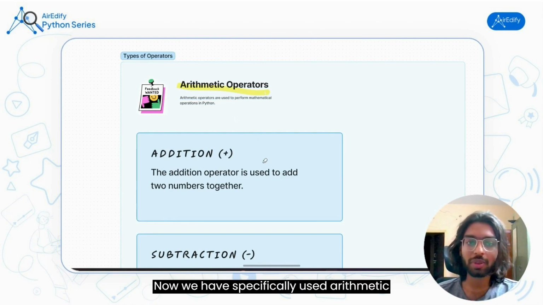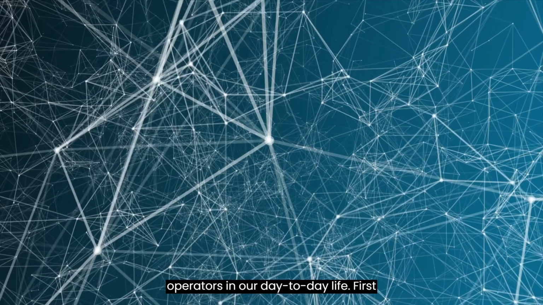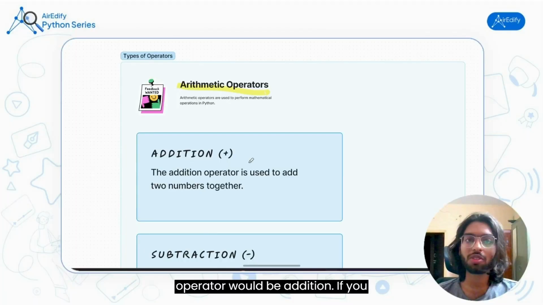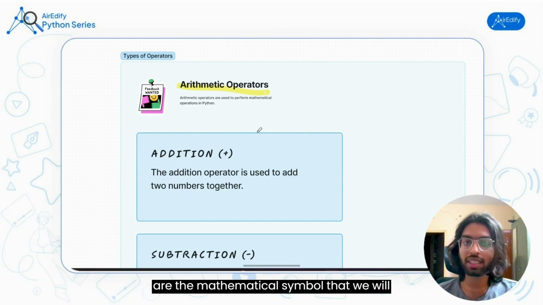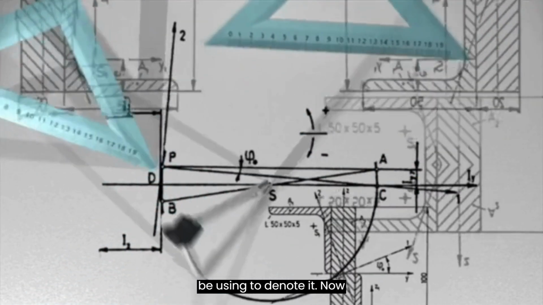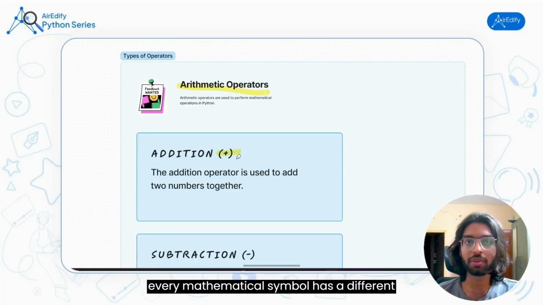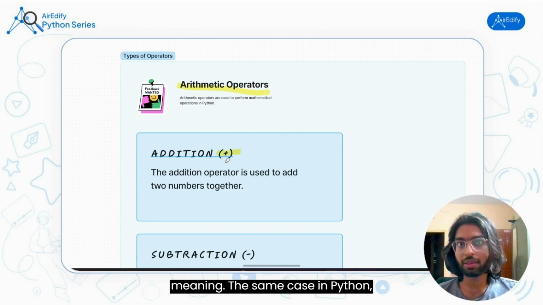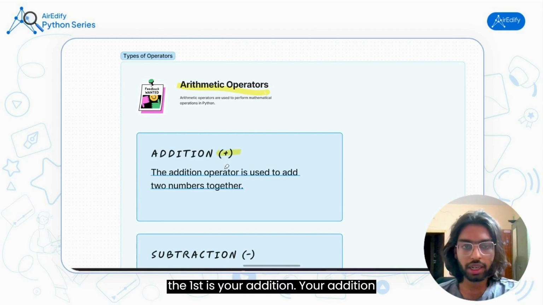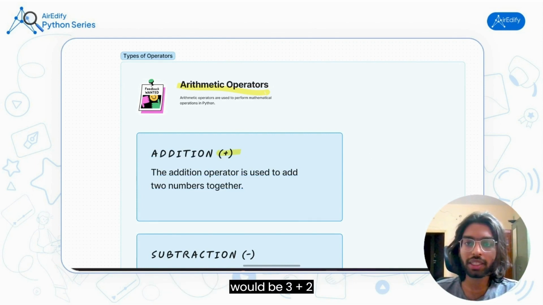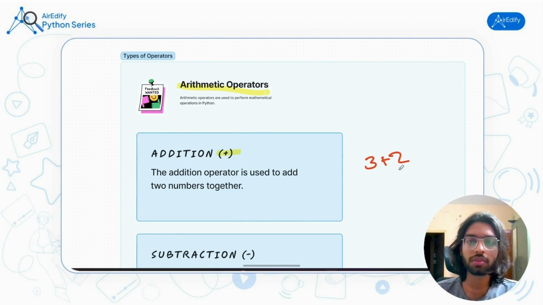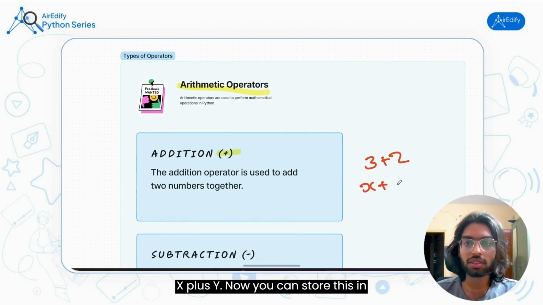Now, we have specifically used arithmetic operators in our day-to-day life. First operator would be addition. Operators are the mathematical symbols that we will be using to denote it. Every mathematical symbol has a different meaning, and it's the same case in Python. So, first is your addition. Your addition would be 3 plus 2 or x plus y.